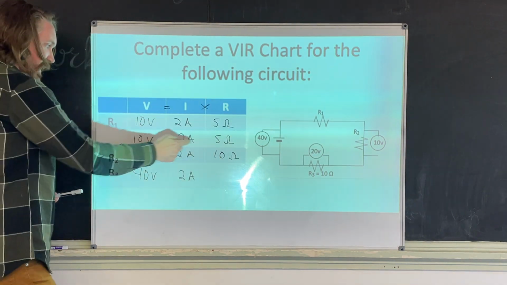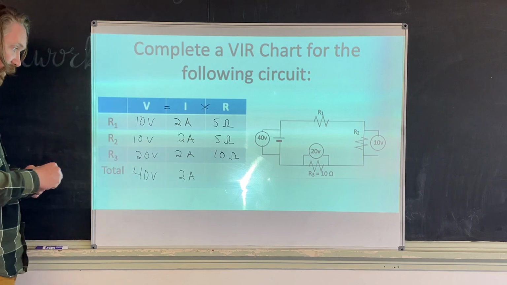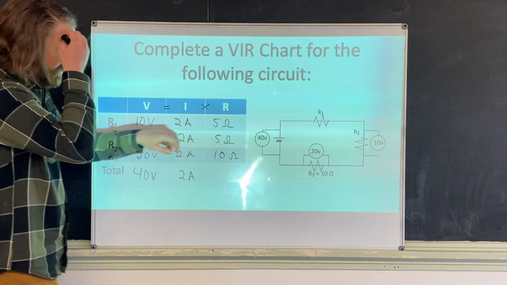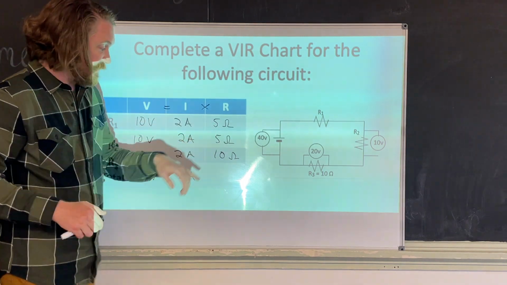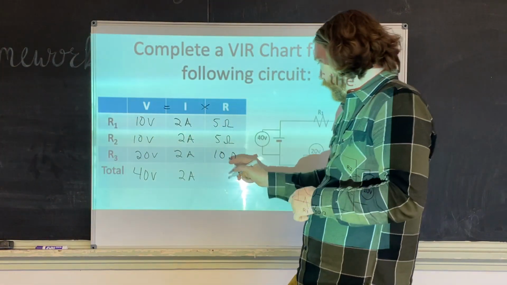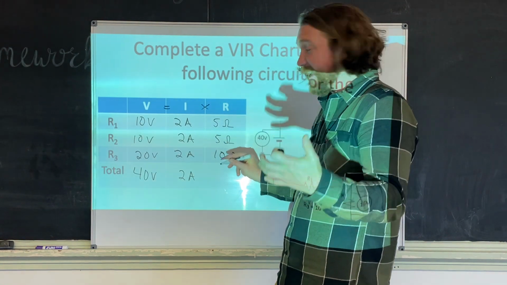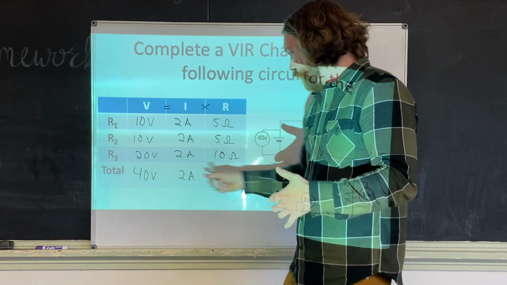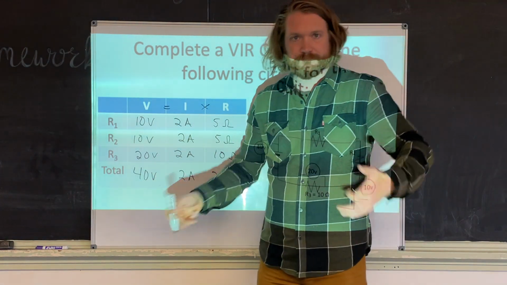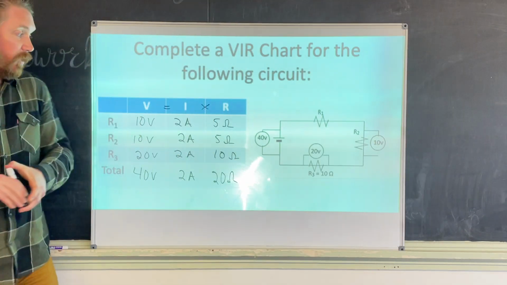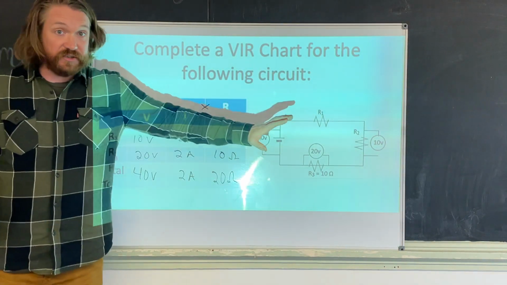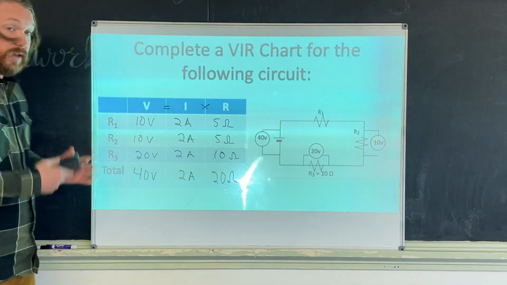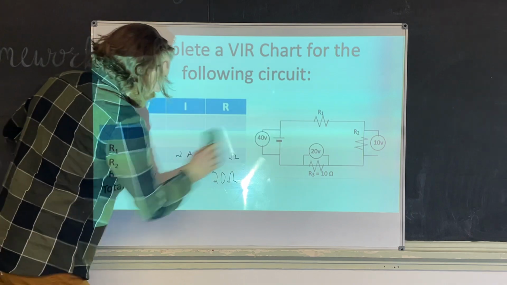5 times 2 is 10, 5 times 2 is 10, 10 times 2 is 20, and so our last one here, and we can double check this, to find our total resistance, we just add these up, 5 plus 5 is 10. 10 plus 10 is 20. And if we go across here, 20 times 2 is 40. And again, we can very quickly answer any question that we want about this circuit. Isn't this fun? Let's do another one. All right.